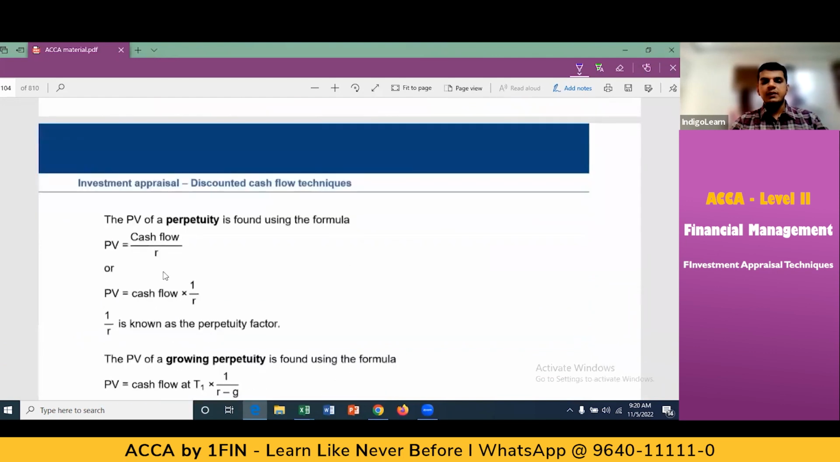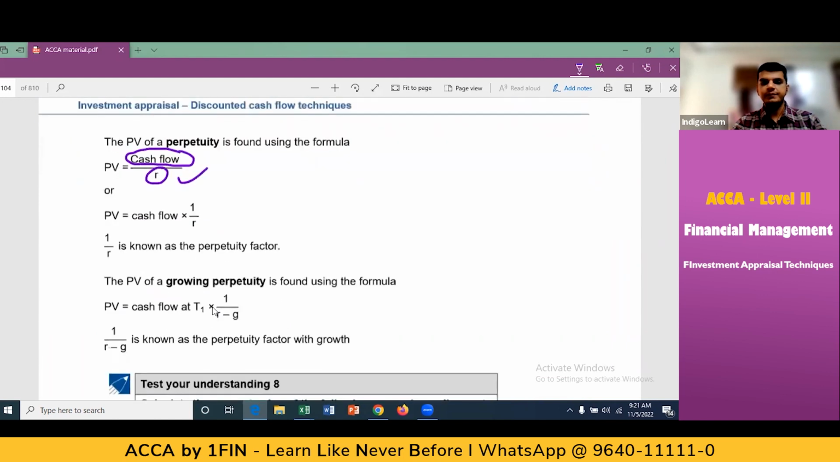Okay. So if a question asks what is the present value of the perpetuity, then the easiest formula is cash flow divided by the rate of interest. Directly you can do this and get the answer. So present value is equal to cash flow into 1 divided by R. 1 by R is the perpetuity factor, that is the discounting factor or annuity factor for the perpetuity cash flow. A cash flow which we will be getting for perpetuity means there is no end to that cash flow.